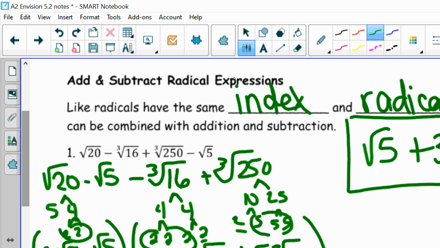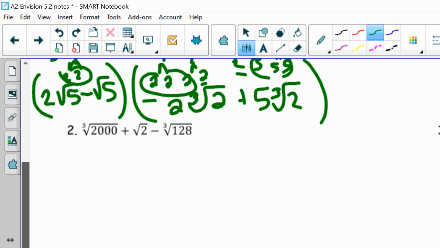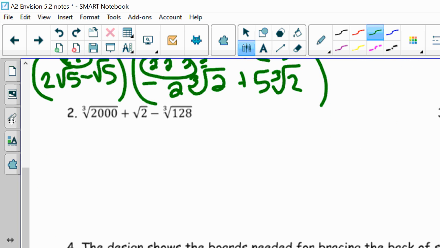All right. Now let's look at another one. So number 2, the cube root of 2000, and the cube root of 128, and the square root of 2. I see the square root of 2. I know that I'm going to have the square root of 2 just in my answer because it's the only one that has an index of 2. So let's do a factor tree on the cube root of 2000.